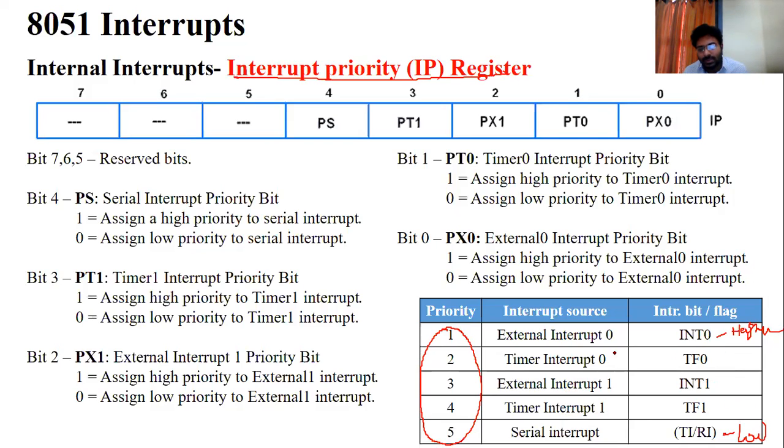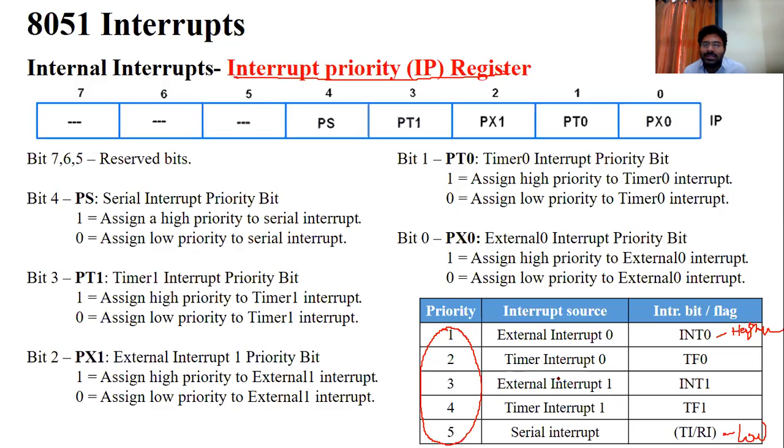So please remember this one. INT 0 is the highest priority. Okay, so what is the least priority? The serial interrupt, TI and RI, is the least priority.